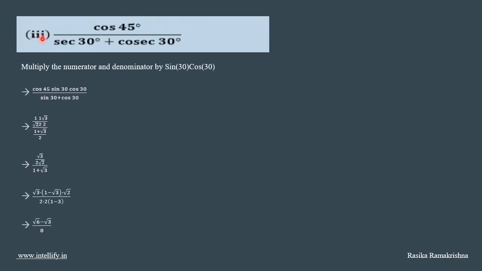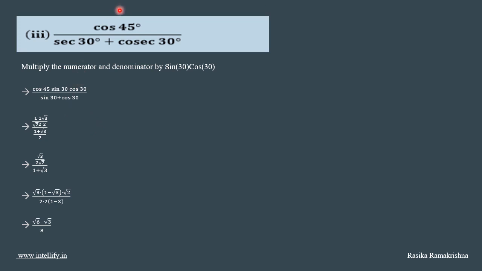Alright, so let's look at subdivision 3. So we have cos 45 divided by secant 30 plus cosecant 30. Alright, so this question I wasn't able to figure out a clever way of going about it. I had to ultimately resort to substituting the values. So that's what I'm going to be doing here. If you find out a clever way, please let me know.